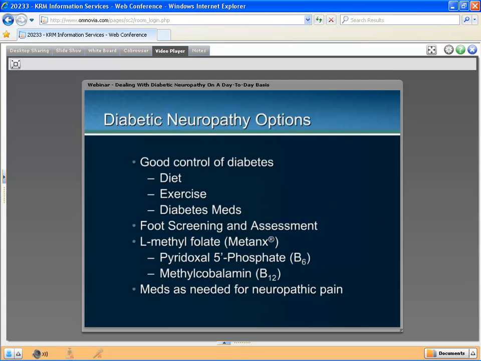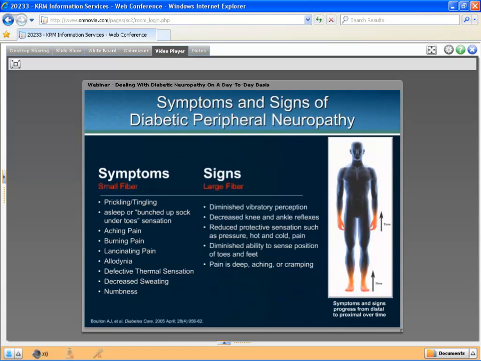I tell my patients it's really important that you can cope with this, but it's critically important that we do what we can to help that nerve heal. And so good blood sugars and Metanax seem to be a great combination to help with that. So let's roll up our sleeves just a bit and talk about that neuropathy.